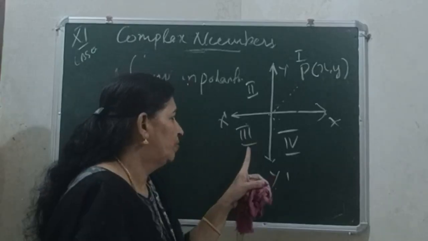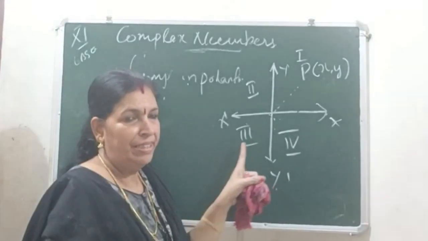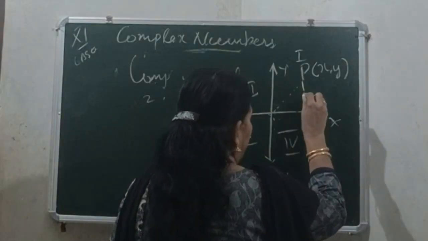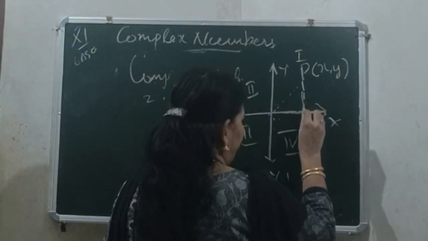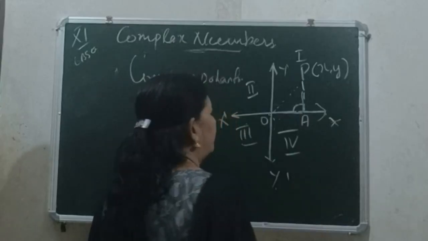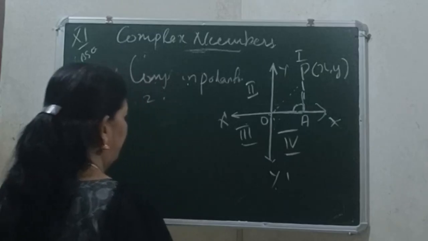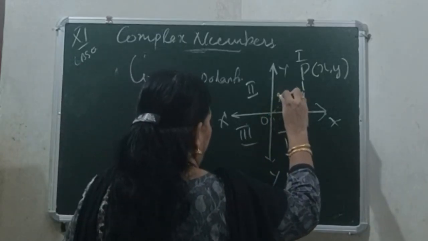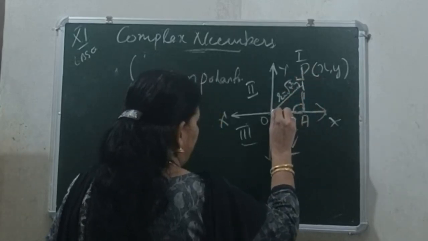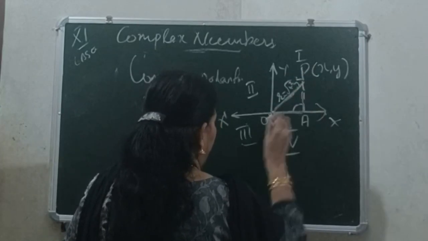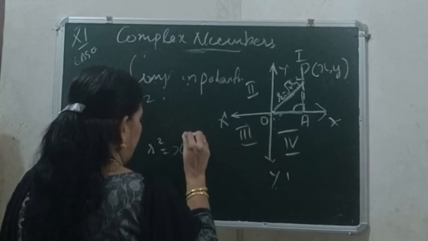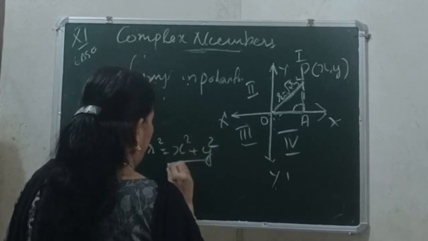And I have told you the quadrants in detail in a previous class. That is, we consider a right-angled triangle. Then r equal to root of x square plus y square. That is the hypotenuse: in the right triangle, hypotenuse square r square equals x square plus y square.